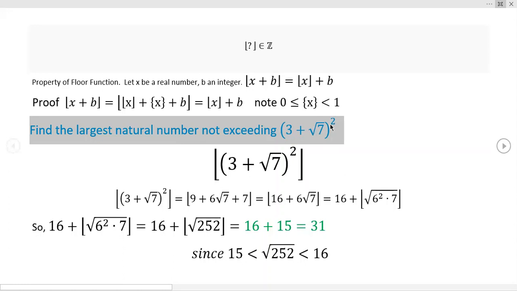We're supposed to find out what the floor is, and what they mean by that is find the largest natural number, in this case, that does not exceed whatever this happens to be. And of course, you're not supposed to use your calculator.